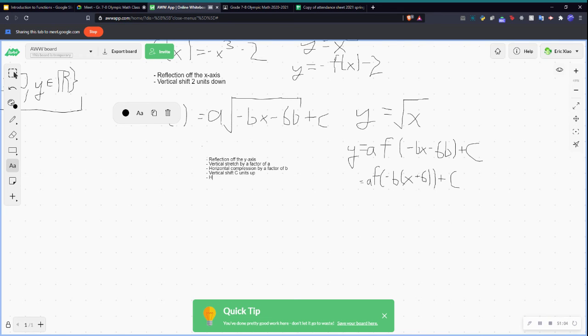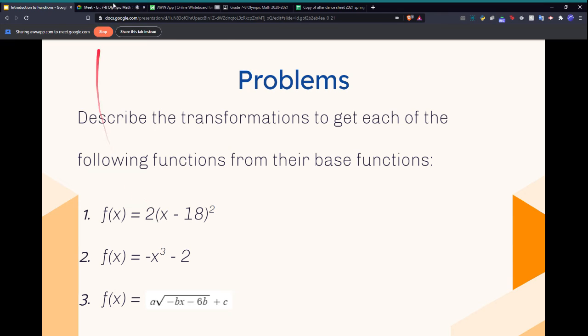So let's write that right here. Horizontal shift 6 units to the left. So you can see right here, you have x plus 6. So this plus 6 means you're going left 6 units. All right. So that's the answer to the third question, and that was the last one on that slide.